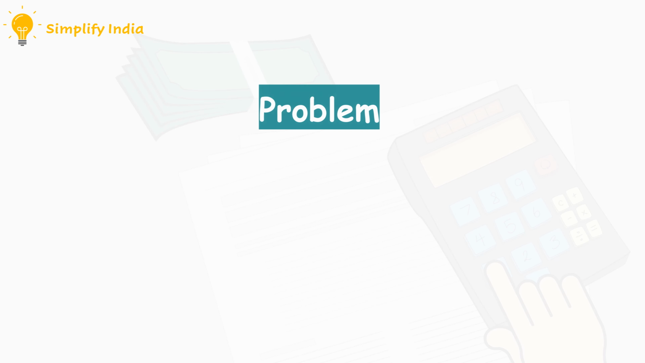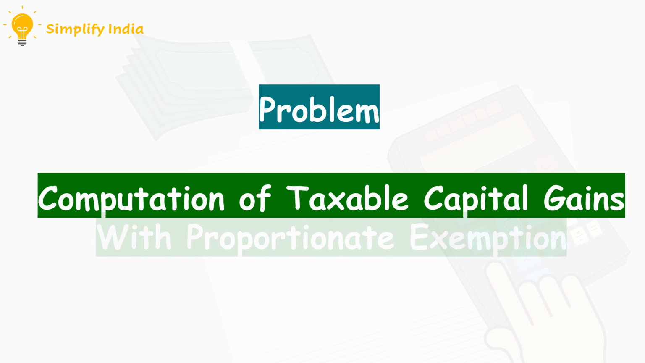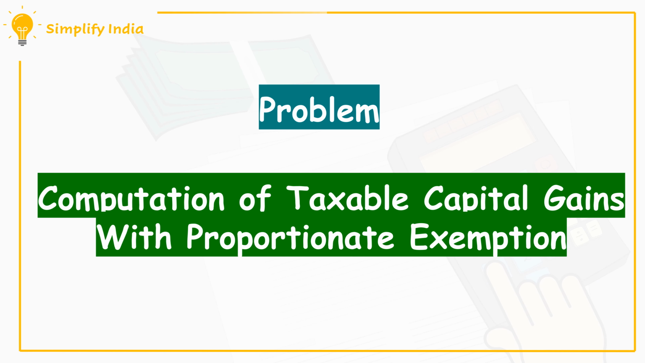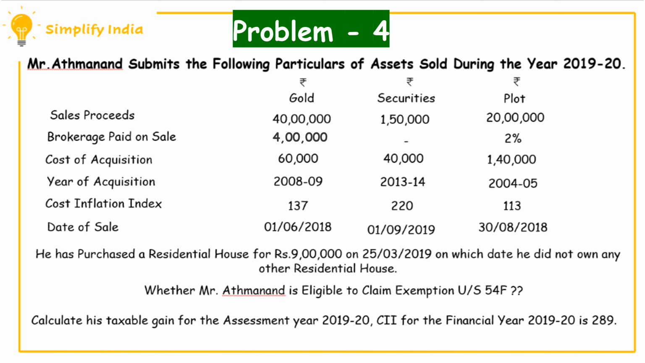Let us proceed with the problem. Here we are going to learn computation of taxable capital gains with proportionate exemption. From the given problem, we have to calculate the taxable capital gains of Mr. Atmanan for the assessment year 2019-20. Here they have given three different capital assets for which we have to compute the taxable capital gains, and they have also asked whether Mr. Atmanan is eligible to claim exemption under section 54F, which deals with the sale of any other asset and the purchase of a residential house. Let us see in the solution whether Mr. Atmanan is eligible for the exemption or not.